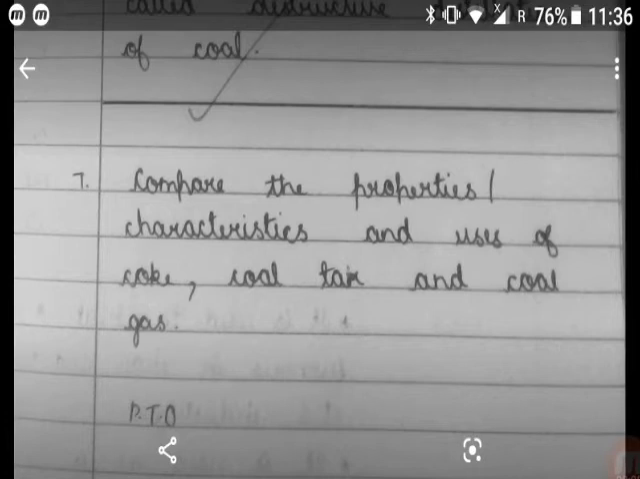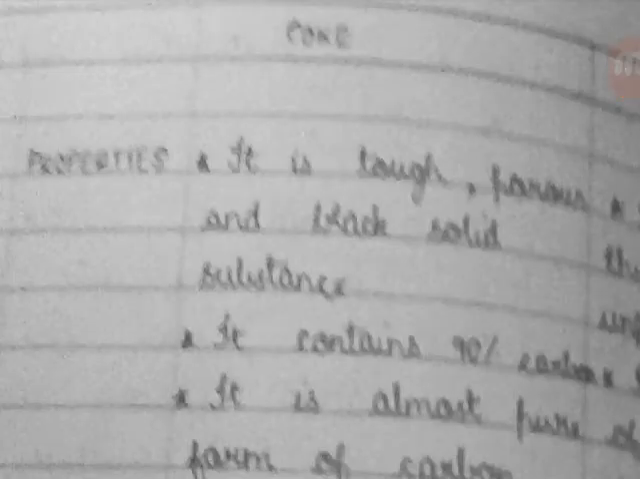Seven. Compare the properties or characteristics and uses of coke, coal tar, and coal gas. Properties of coke. It is a tough, porous, and black solid substance. It contains 90% carbon. It is an almost pure form of carbon.